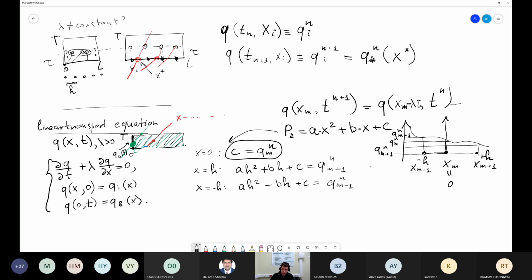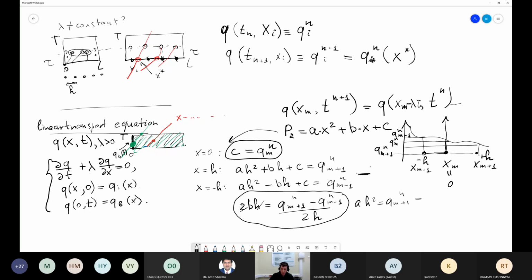Let's calculate: 2bh is equal to q m plus 1 n minus q m minus 1 n, so b is that divided by 2h. Great. This is the second coefficient. And the last one, a: a h squared is equal to q m plus 1 n minus c, q m n, minus bh, where b is q m plus 1 n minus q m minus 1 n.